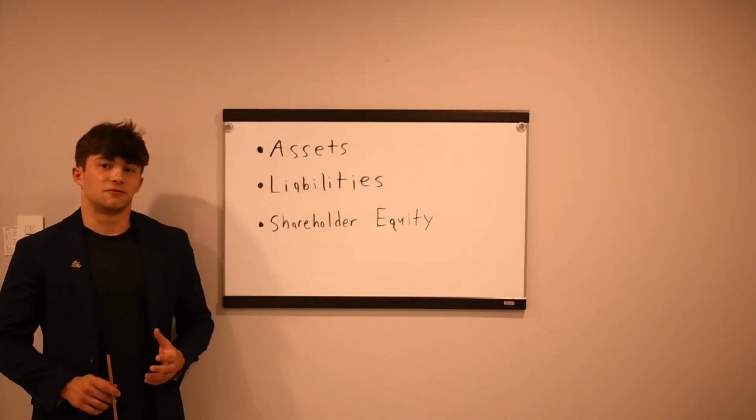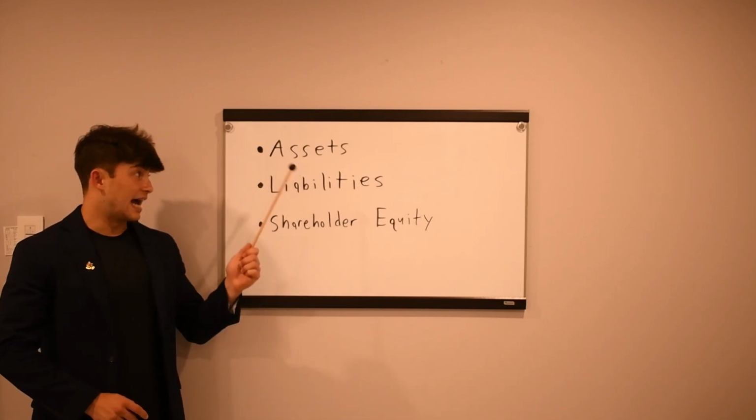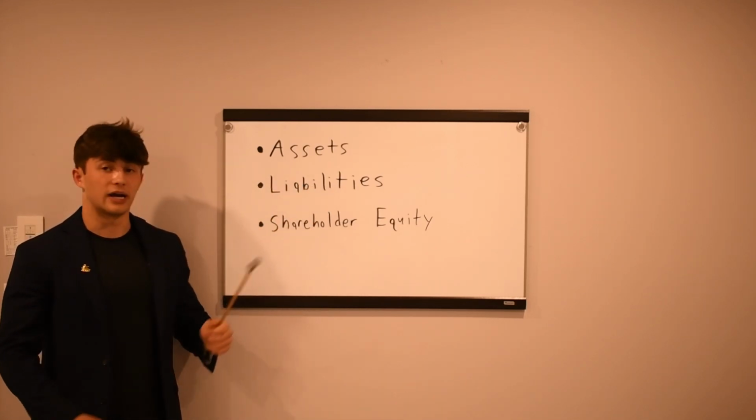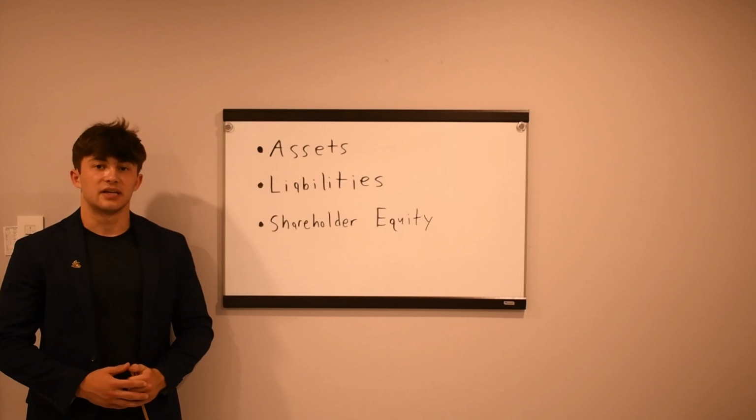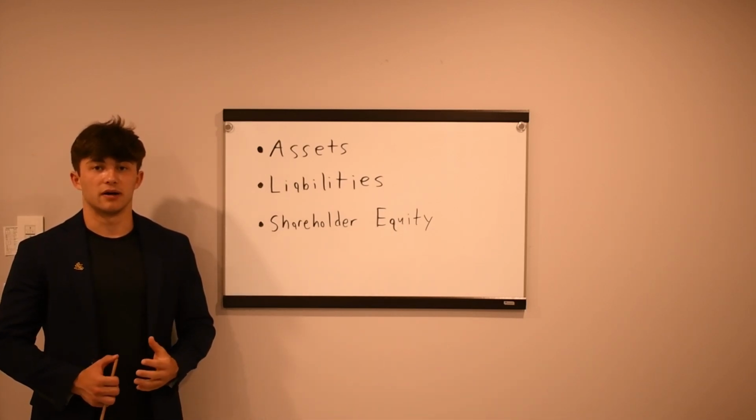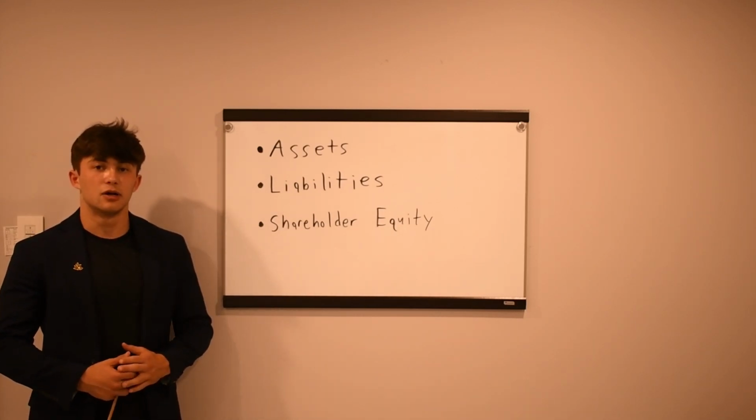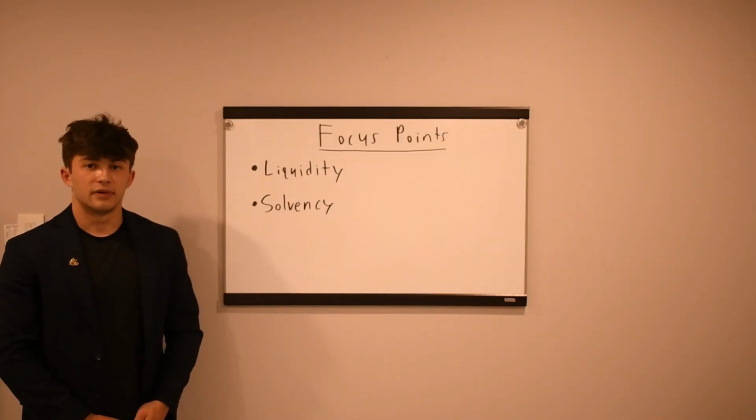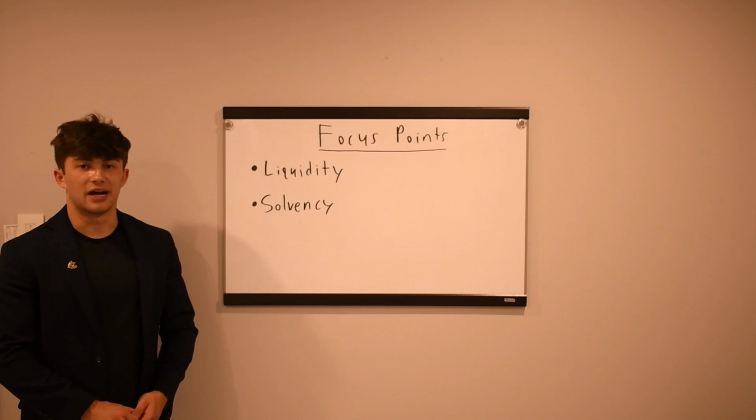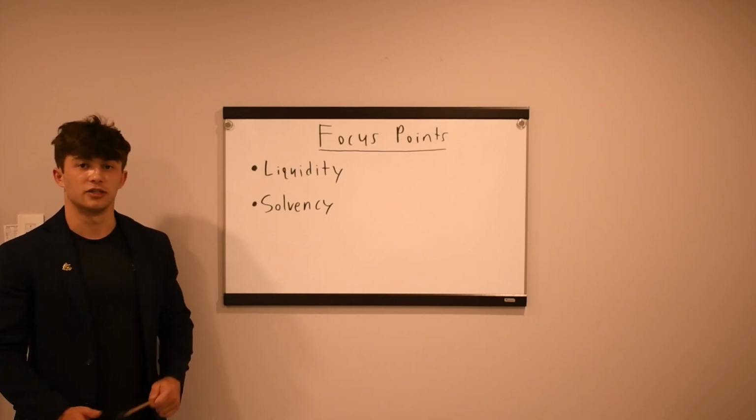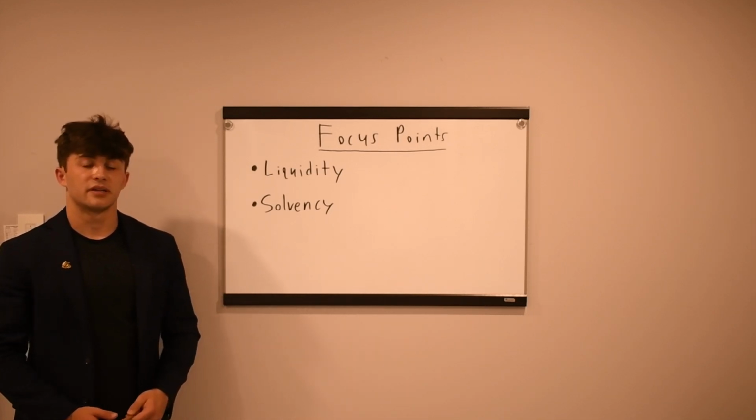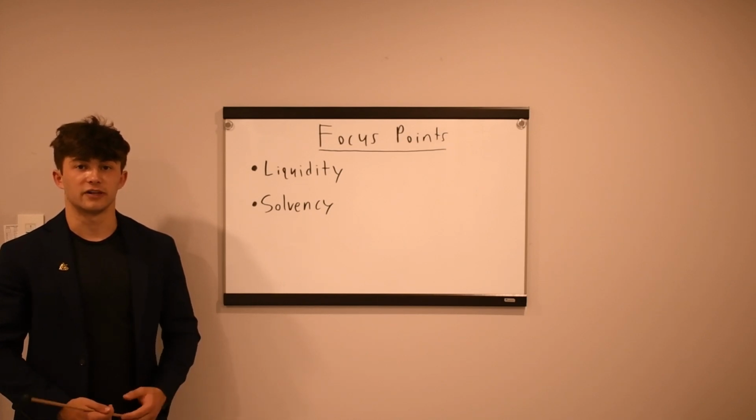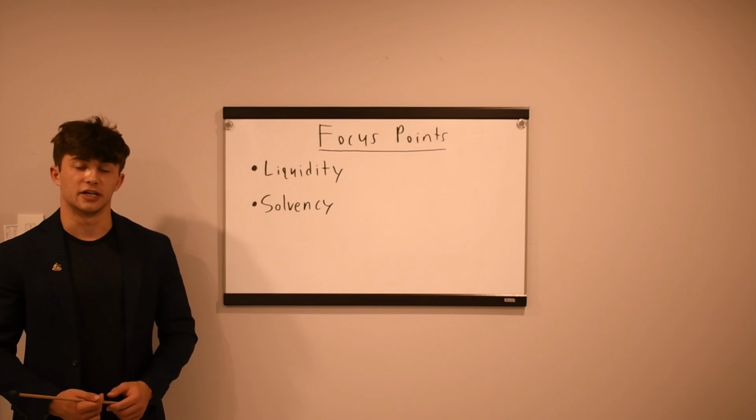A balance sheet is a financial statement that tells us about the assets, liabilities, and shareholder equity of a certain company. And this gives us an overview of the entire financial health of the company, which therefore gives us information about the risk involved in the investment. Our 2 main focus points when looking at a balance sheet are the liquidity and solvency of a company. The liquidity is the company's ability to pay off its short-term debts, and the solvency is the company's ability to pay off its long-term obligations.